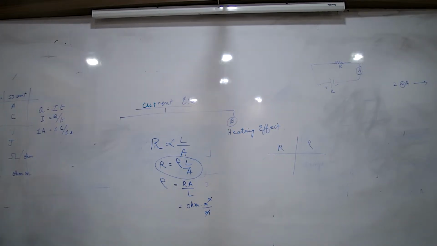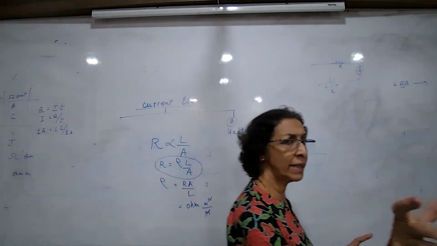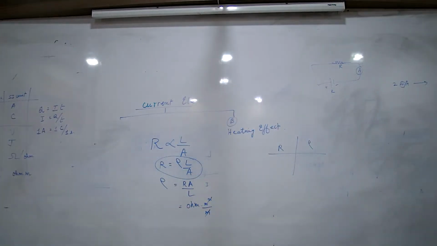Did you understand? Okay, suppose I take half a meter or 1 meter wire of silver, will the resistivity change? No, it will not become half. It will still remain the same because the value depends upon the material that you have taken. Is that okay? Yes? Next one.